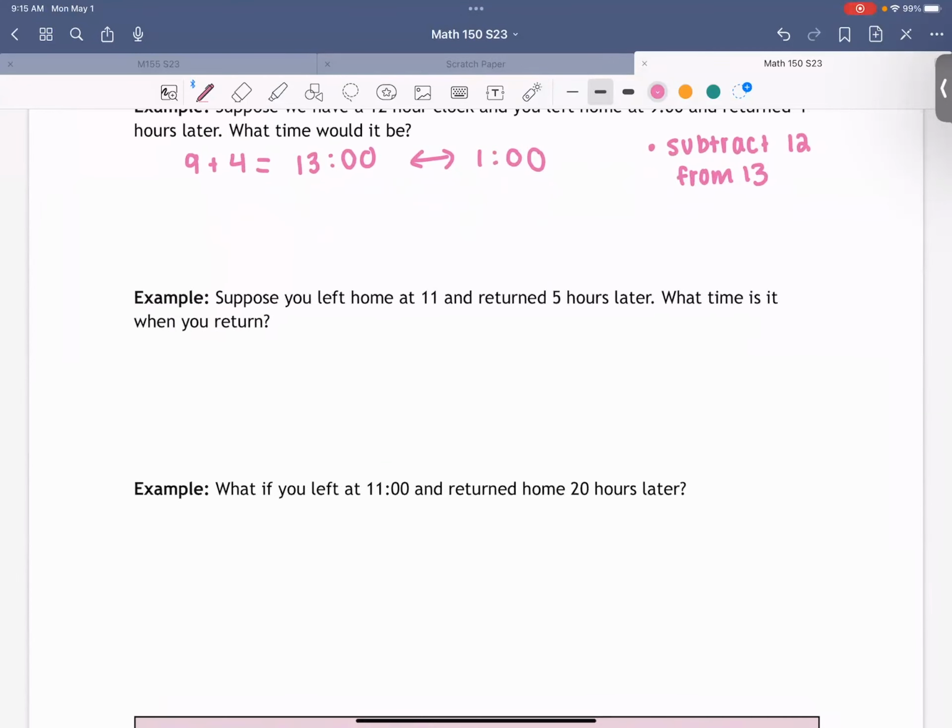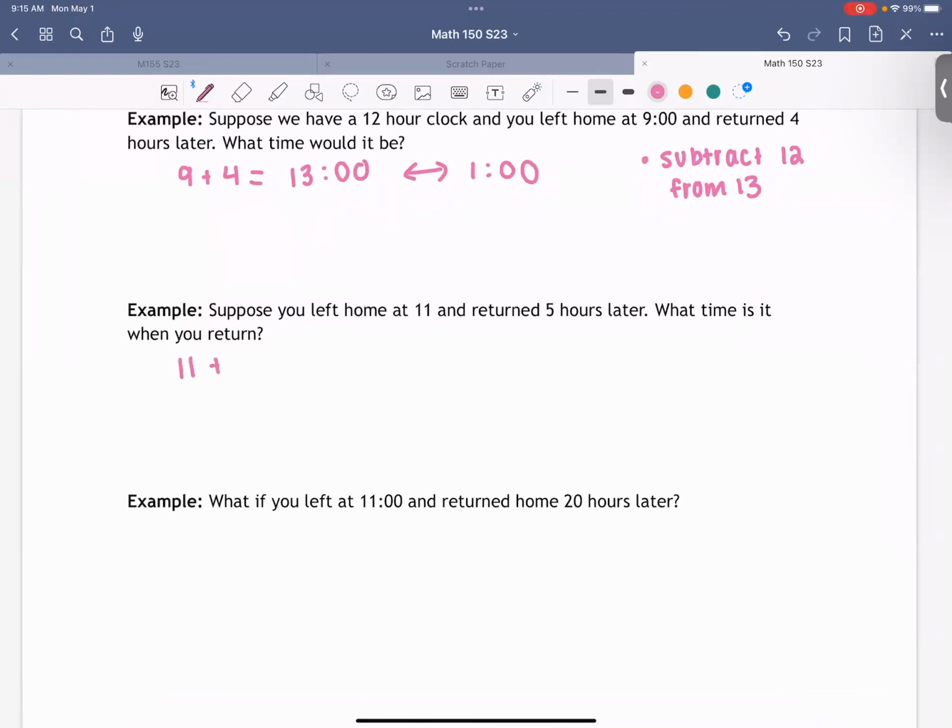Example: we left home at 11 and we returned 5 hours later. So I'm really doing 11 plus 5, right? And that gives me 16, right? Now 16, that's not between 0 and 12, right? So, well, if you subtract 12, what do we get? 4 o'clock. And that's a number between 0 and 12. That's something that we want. So it's really 4 o'clock. Even though it's 16 o'clock, 4 o'clock conveys the same thing. We're just talking about a different way of telling time, right?